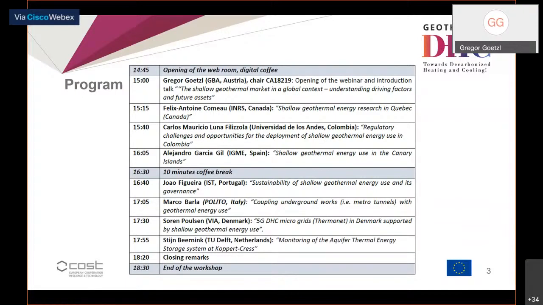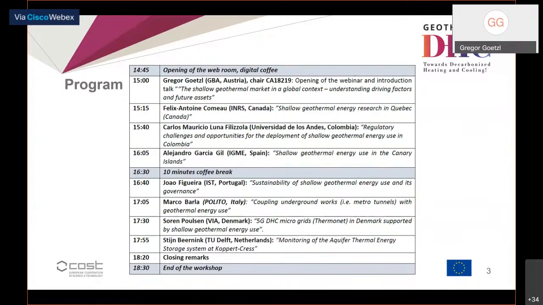We go back to continental Europe, starting in Portugal. João Figueira will speak about sustainability of shallow geothermal energy use, linked to his PhD work, and about governance. And for the final 3 presentations today, we will go more into technical details. We will start looking at constructive elements, the coupling with foundations. Marco Bala, from the Technical University of Torino, will speak about coupling with metro tunnels.